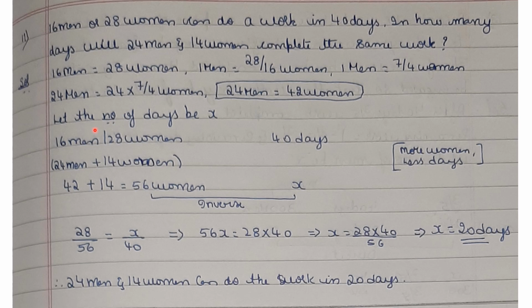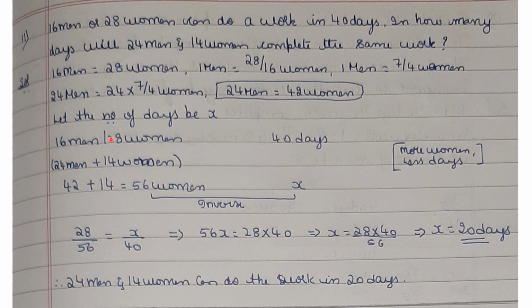So now you take the number of days to be x. So if 16 men or 28 women are working, it will take 40 days. Then if 24 men and 14 women are working, you have to find out how many days. So for 24 men it is 42 women, so in the place of 24 men you will write 42 plus 14 is equal to 56 women.